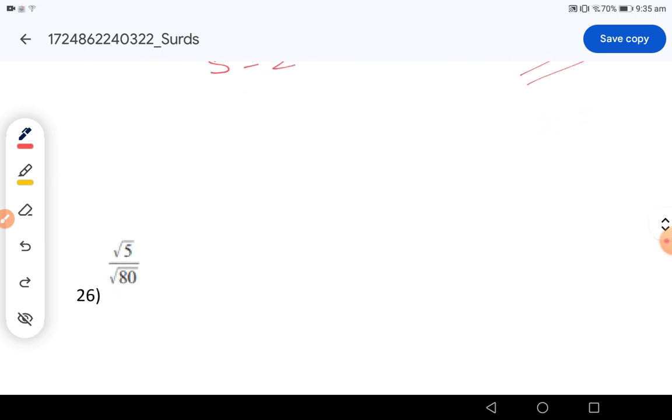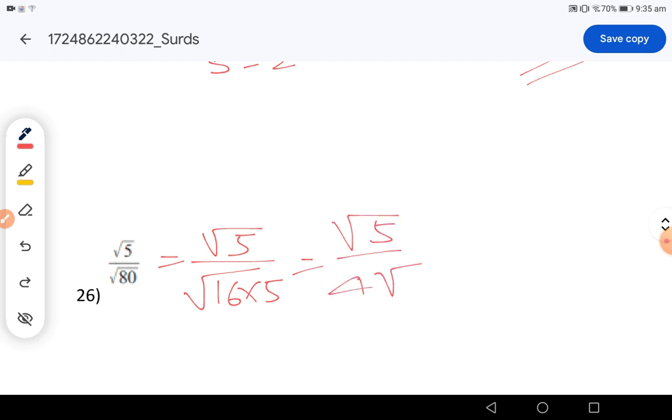Root 5 by root 80. So root 5, 80 can be written as 16 times 5. So root 5 by 4 root 5. Root 5 cancels, 1 by 4.